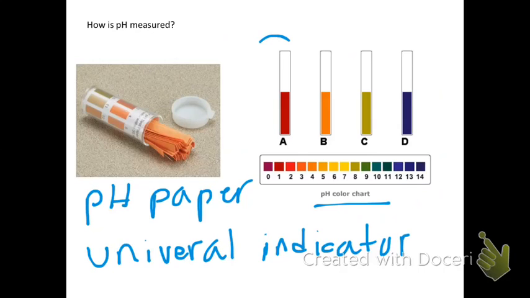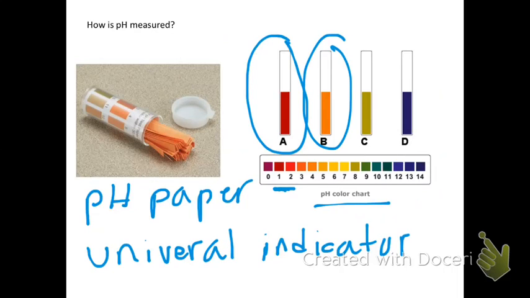So for instance, if you look at A and you use the scale, you would find that the solution of A has a pH of 1. For B, it would look like it's a pH of 4. For C, a pH of 8, and D looks like a pH of 13, maybe 14 actually. So you can quickly determine the pH of a solution by using this universal indicator or pH paper.